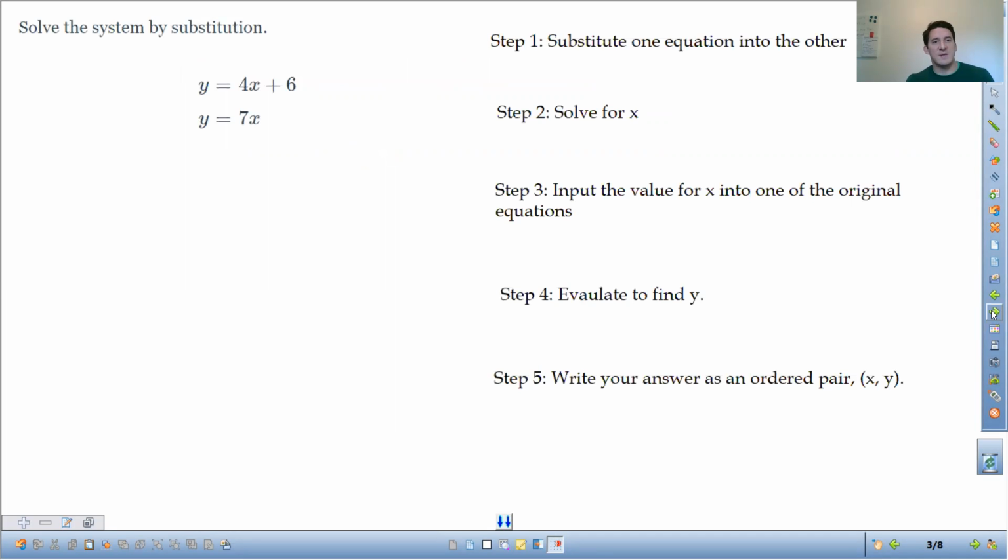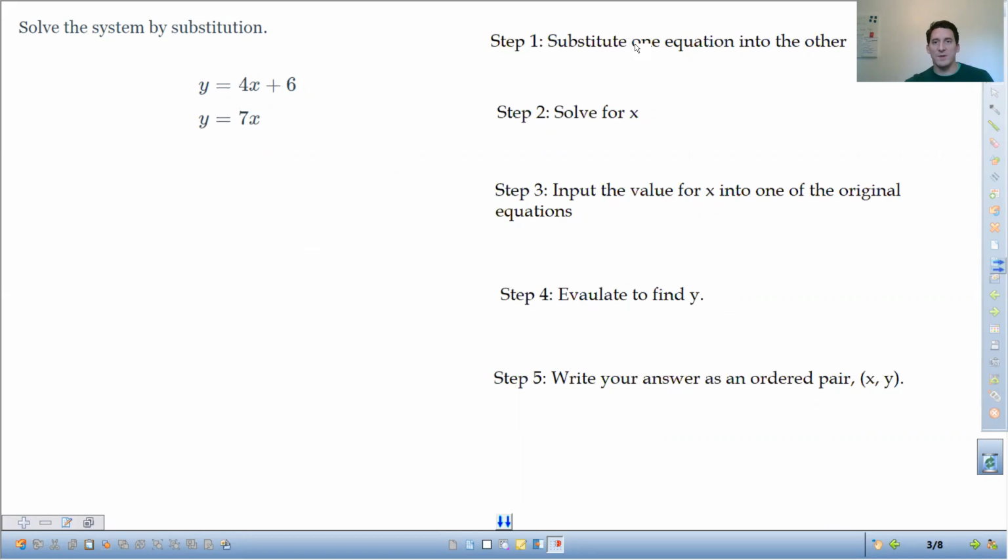So we're going to solve this system of equations using substitution. First we have our equations: y equals 4x plus 6, and then y equals 7x. In the last lesson, we learned how to do this by graphing. Graph both of them, find where those two graphs intersect, and that would be the solution. Today, we're going to learn how to do this without graphing. Here are the steps for you.